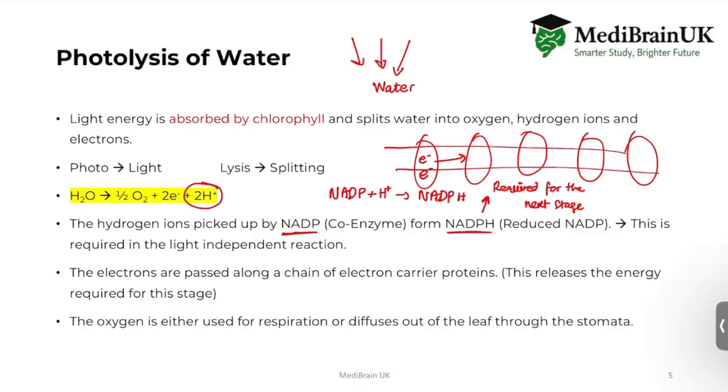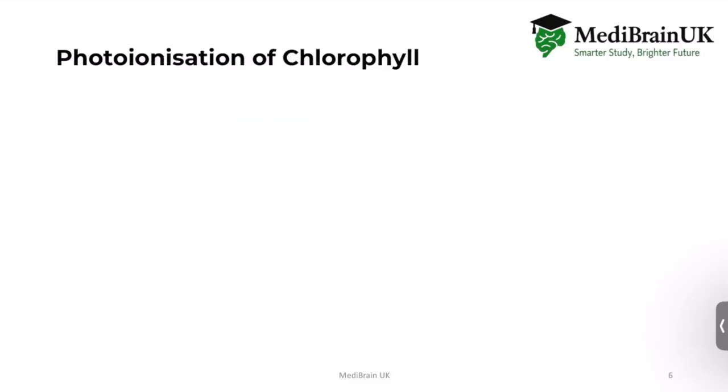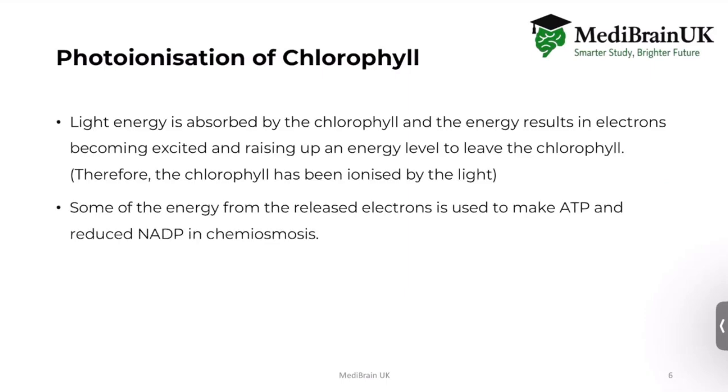The next stage of the light dependent reaction is known as the photoionization of chlorophyll. And this is a very short stage. It's not as detailed as the photolysis of water, which you need to know. The photoionization of chlorophyll basically describes how the light energy which has been absorbed by the chlorophyll causes the electrons to become excited and leave the chlorophyll.